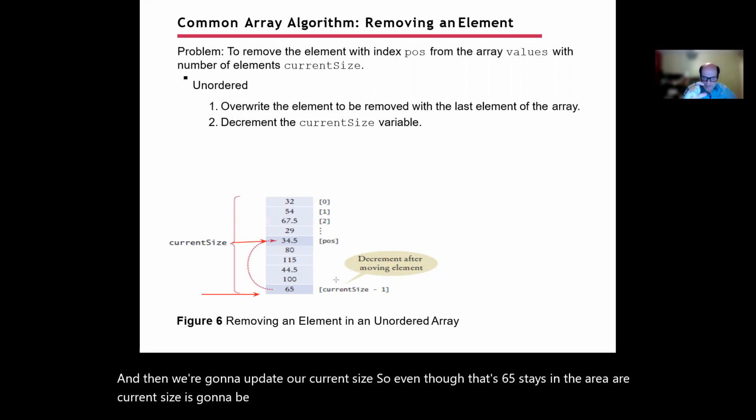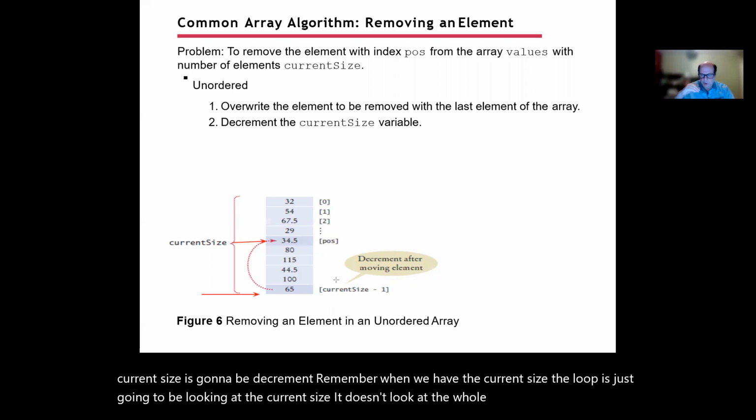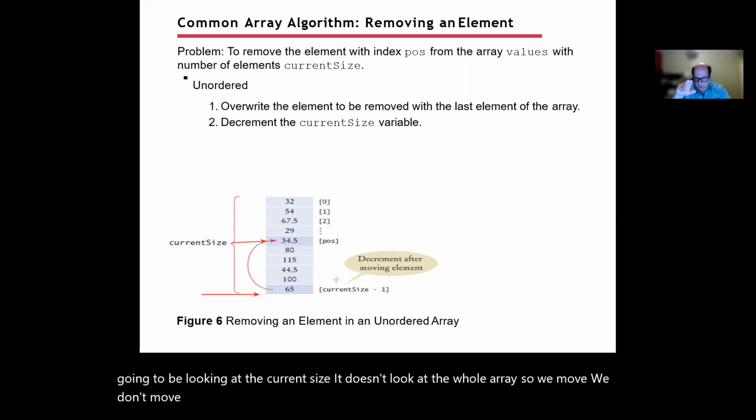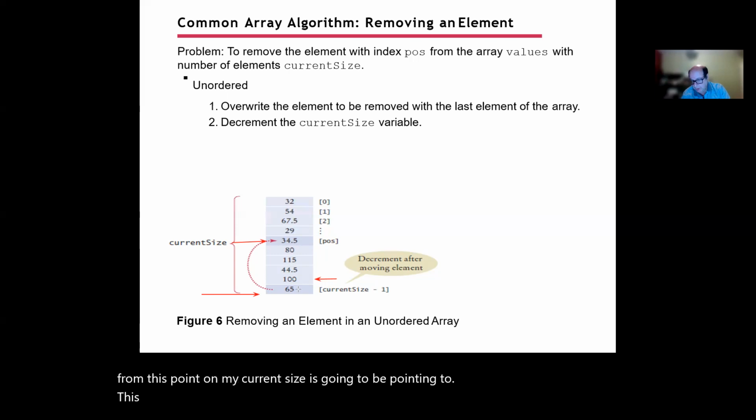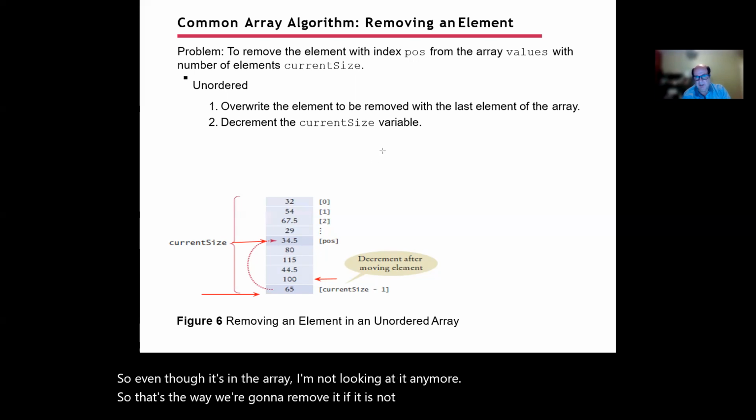Remember, when we have the current size, the loop is just going to be looking at the current size. It doesn't look at the whole array. So we don't move it, we just copy it to another location, and then we move the current size. From this point on, my current size is going to be pointing to this area. So even though it's in the array, I'm not looking at it anymore. That's the way we're going to remove it if the order does not matter.